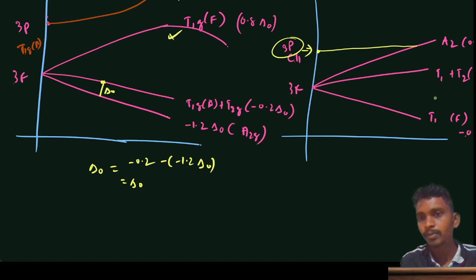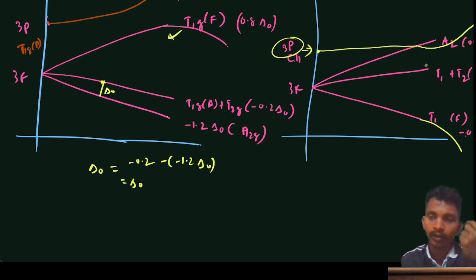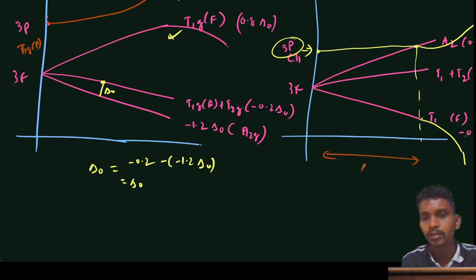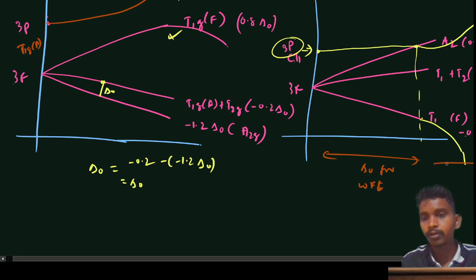So after the crossover point there will be repulsions. Whenever they are not nearer, then only after the crossover point there will be repulsions. Before the crossover point there will be no repulsions. So this is the crossover point. Before the crossover point, this is the delta naught for weak field ligands, and after the crossover point, this is the delta naught for strong field ligands.